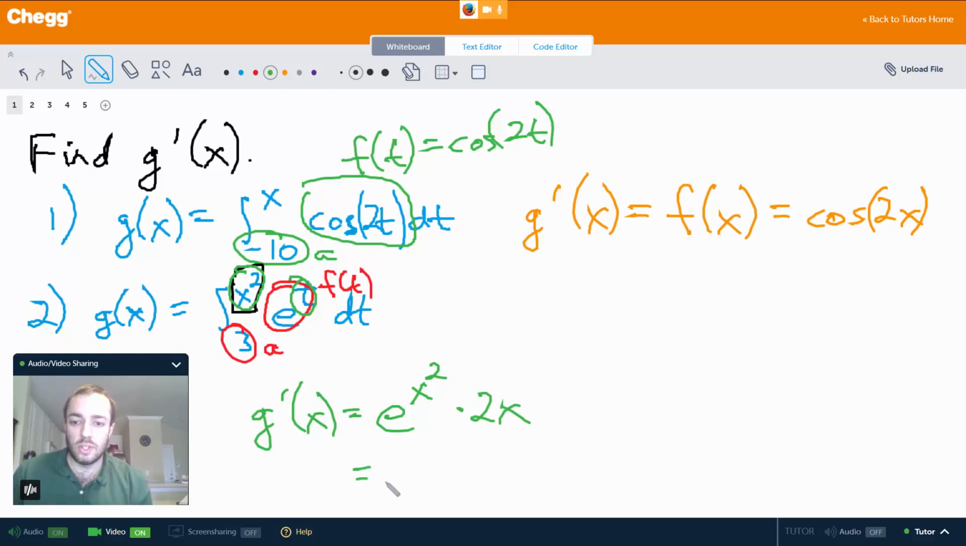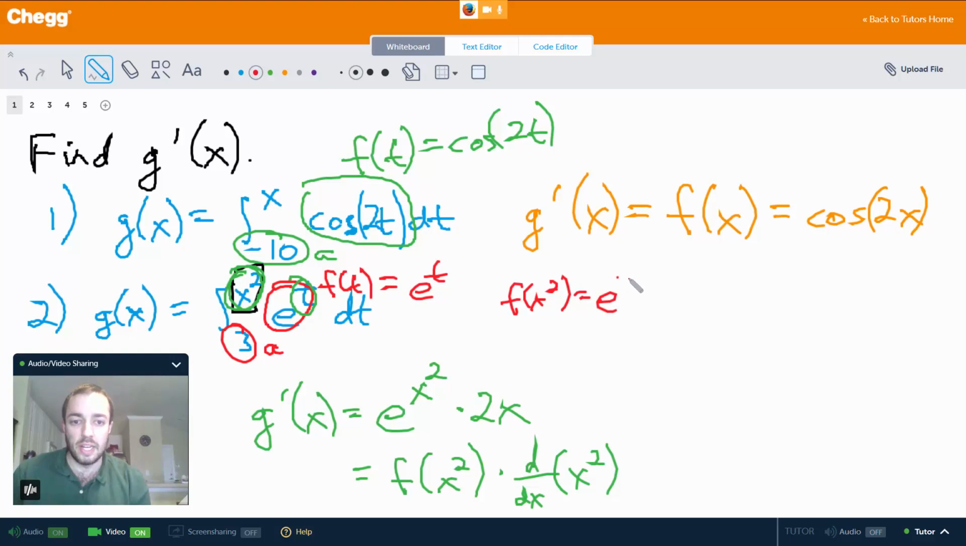Okay, so in general, because we have x squared up here, what we had was f of x squared times the derivative of x squared. And this comes from the chain rule. So here, if f of t is e to the t, then f of x squared is going to be e to the x squared. So that's where this came from.